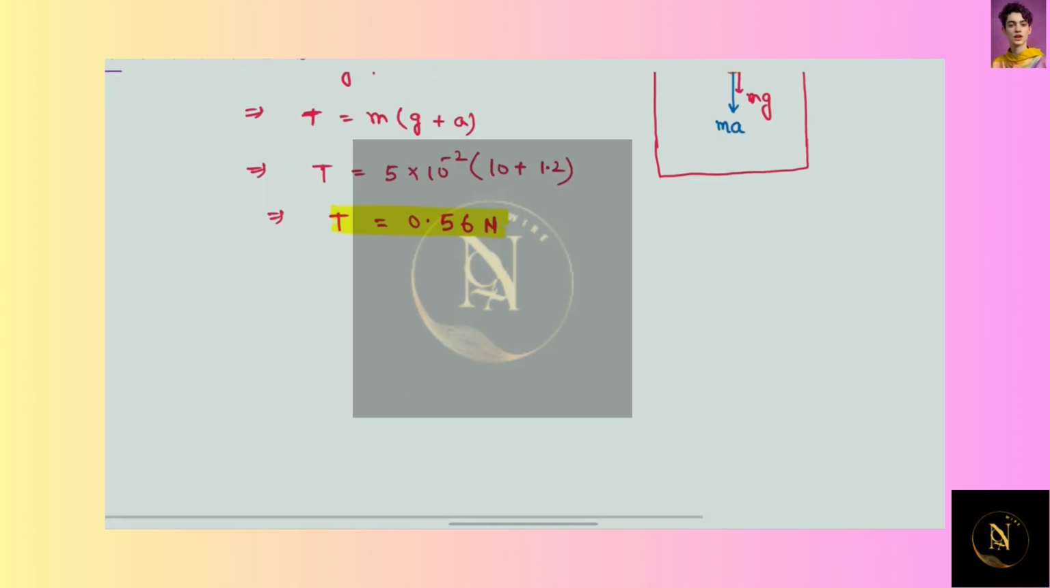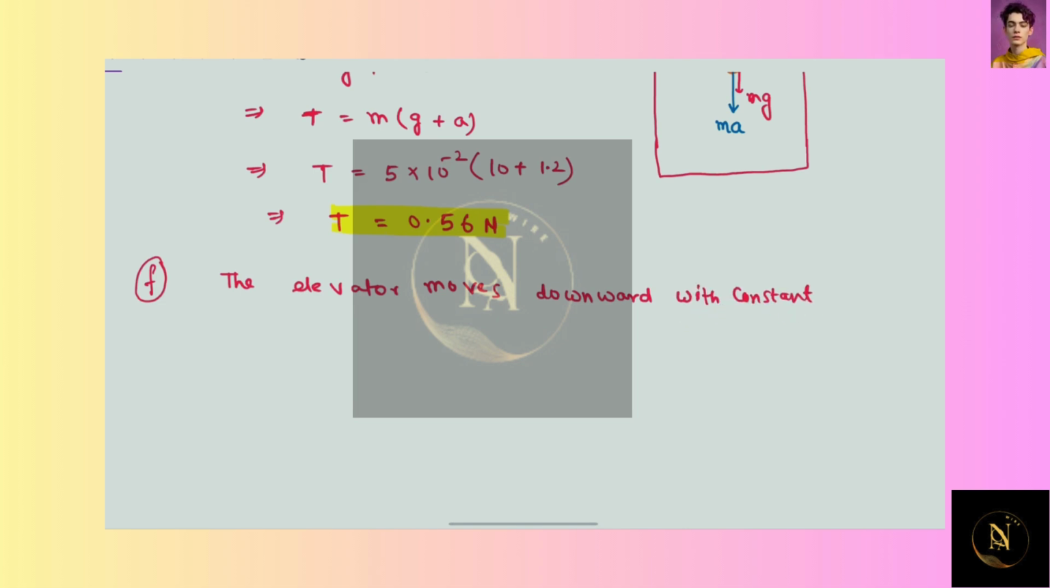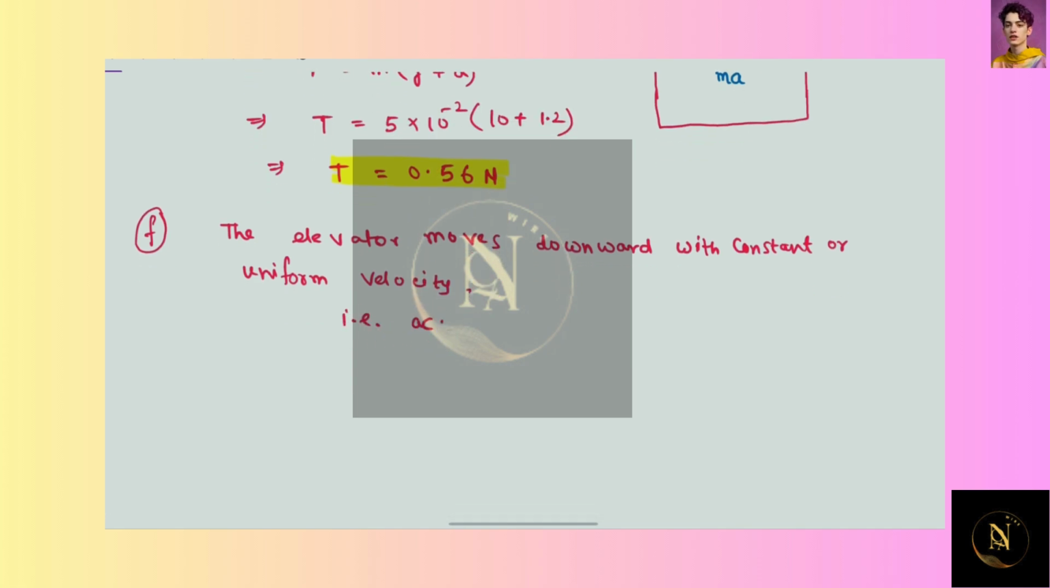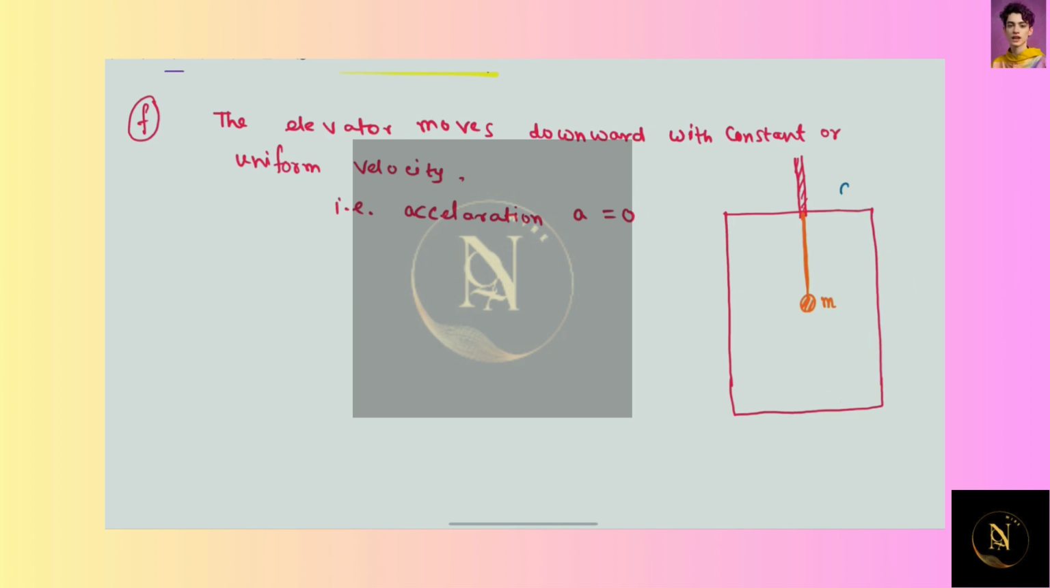Okay, in the last part, part F, it is given that the elevator moves downward with constant or uniform velocity, and that implies the acceleration of the lift or of the elevator a is 0. So a equals 0 over here.